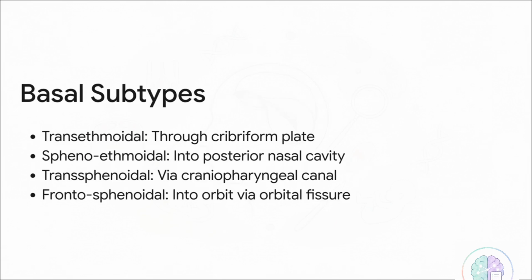Then we have the basal subtypes. Though they're super rare, only 1.5% of cases, these 4 involve incredibly complex internal protrusions. The transethmoidal protrudes directly into the nasal cavity through a defect in the cribriform plate. The sphenoethmoidal pushes into the posterior nasal cavity. Transsphenoidal herniates into the sphenoid sinus or nasopharynx via a patent craniopharyngeal canal, which you might know as the foramen cecum. And lastly, the frontosphenoidal or sphenoorbital pushes right into the orbit through the superior orbital fissure.